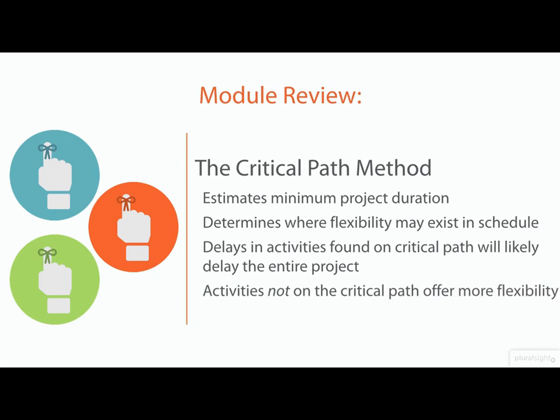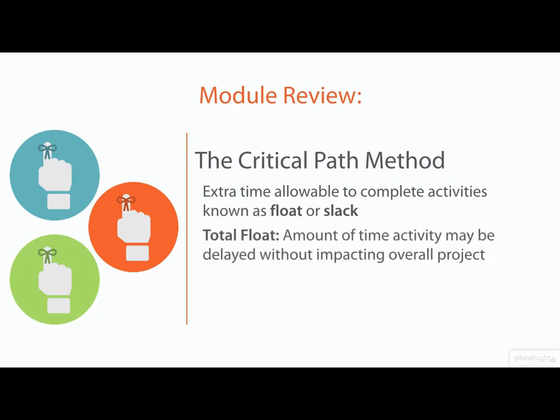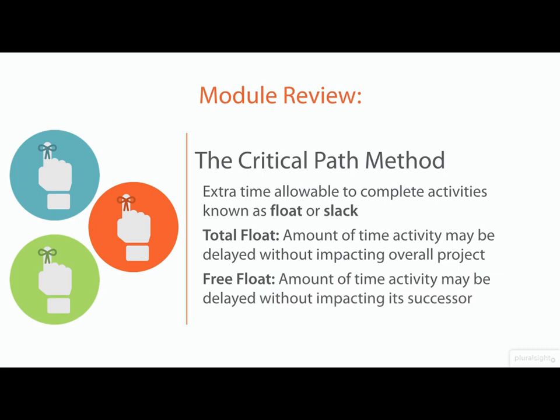Activities not on the critical path, on the other hand, do offer more flexibility. These are the ones that exhibit that float or slack and allow us a little bit of leeway in the way that we approach those, either in the way that we've assigned resources to them or when we have those resources actually tackle the activity in question. Now, there are two types of this float or slack that can exist. The first is total float. This is the amount of time an activity may be delayed without impacting the project overall. Any more time past what the total float would allow, and we're looking at delays that cascade throughout the project. Free float, on the other hand, is the amount of time an activity may be delayed without impacting its successor.